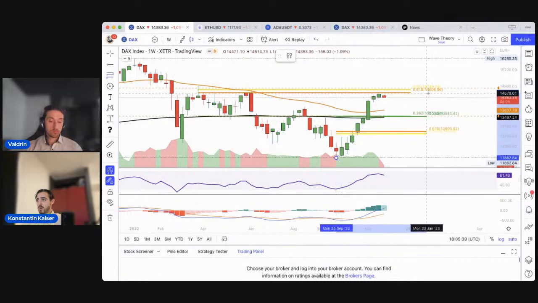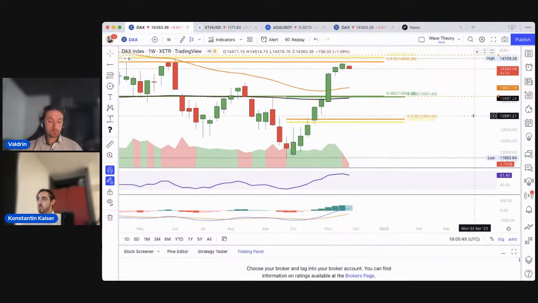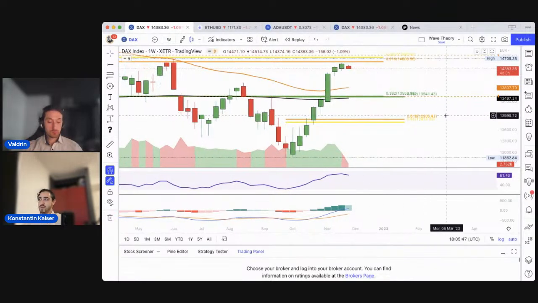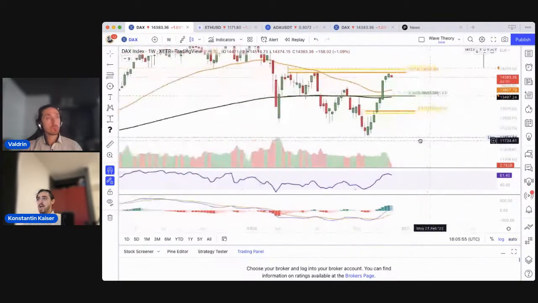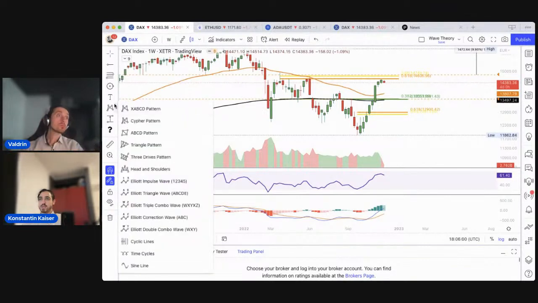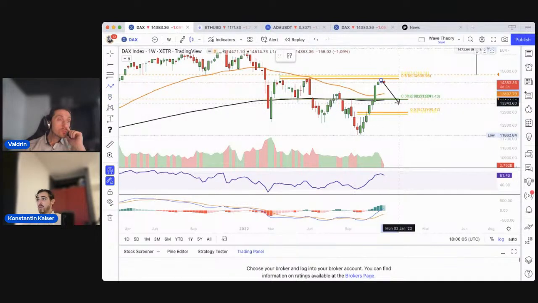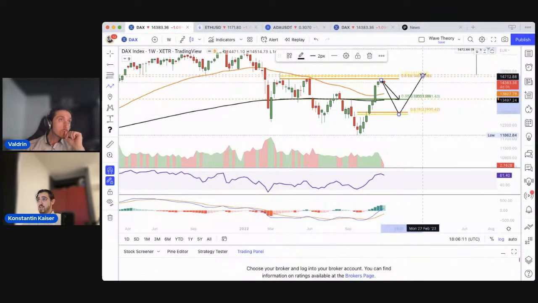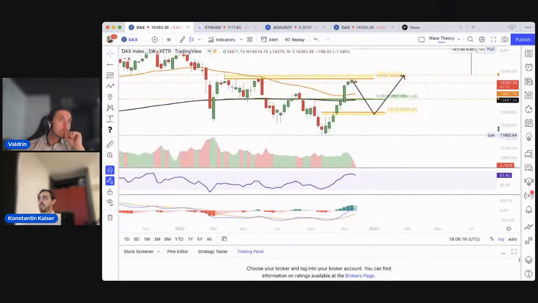If we correct now, we could basically go to the Fibonacci support at around 13,550, something like that. If that breaks, we have major support at 12,900. As long as we bounce from one of those support zones, we are basically still bullish, and we could expect a break of that golden ratio resistance. So we have that scenario, where we just try that resistance once again. So yeah, DAX looks kind of bullish.